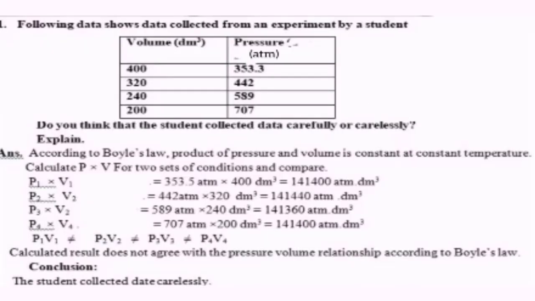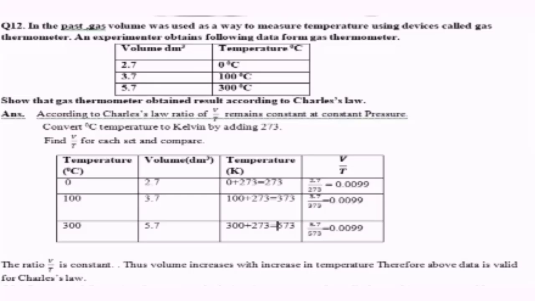Now, because we have to write down the sign of inequality, the reason is all the values are almost the same, but the value of P3 into V3, which is 141 into 360, is not equal to the other values. Hence, we cannot put a sign of equality between these figures. So we can say that the calculated result does not agree with the relationship of Boyle's law. So the conclusion will be the student collected the data carelessly. Now move on to the next numerical.